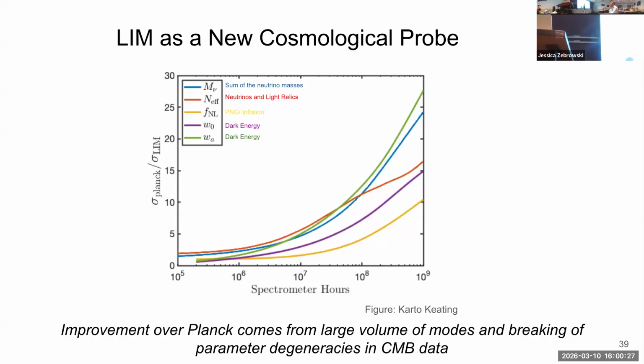The x-axis is spectrometer hours, which is a funny unit, but it's just saying that if you want a more sensitive telescope, you either integrate for longer, you get more hours, or you add more spectrometers, more detectors, on at once. As you move toward the right side of this plot, you start to get pretty solid improvements over what Planck can do. This mostly comes from, again, the large volume of modes and breaking of parameter degeneracies in CMB data. And this is where I hope the field is heading.